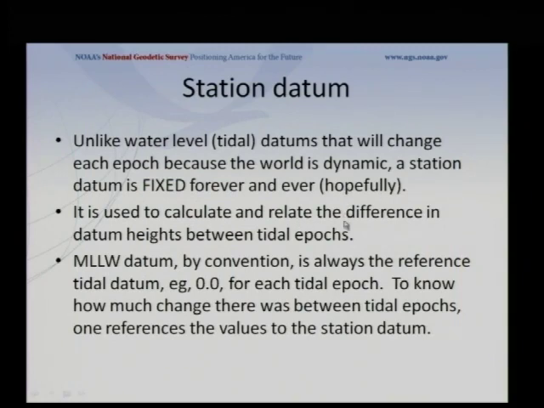I wanted to spend a little bit of time on station datum because I actually had a question come in that showed me how things can be confused and lead to repercussions. A station datum is fixed and used to calculate those different heights. From CO-OPS' perspective, mean lower low water, by definition, is usually or always the reference tidal datum for each tidal epoch.